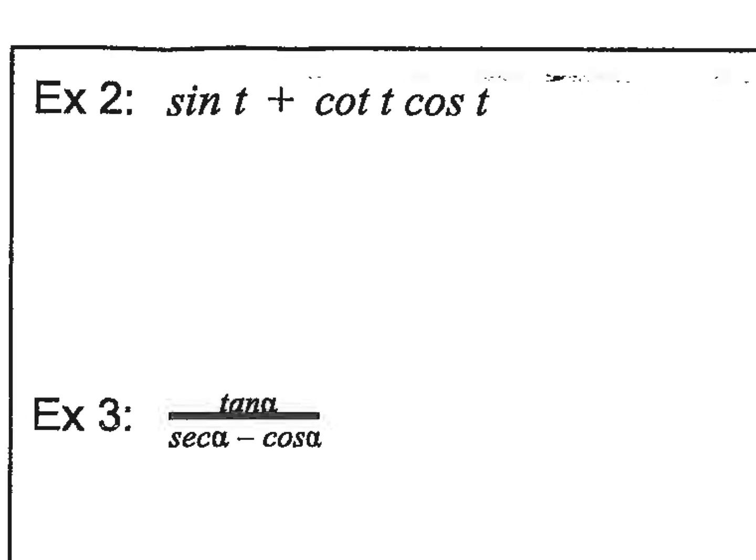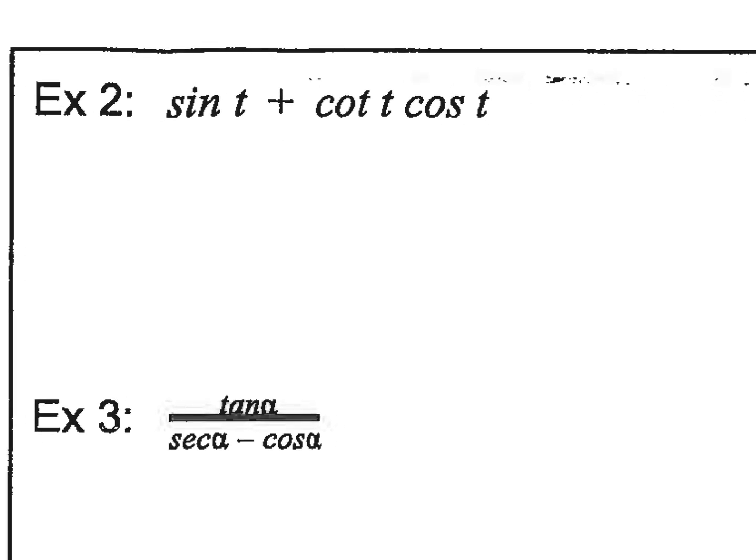So I want you to try one simple one. Try number 2. See if you can figure out where to go with this. When in doubt, put everything in terms of sine and cosine. So try number 2 and see if you can get it down to one term. I'll even tell you what it's going to be. See if you can get it there.